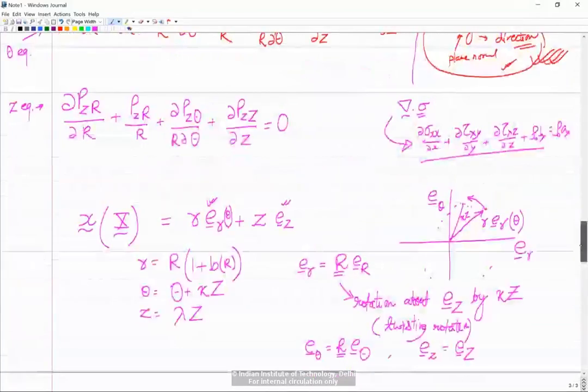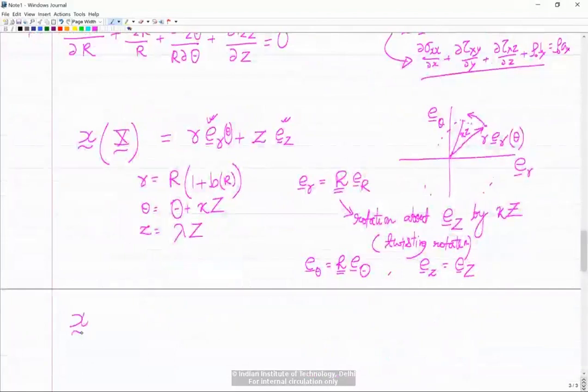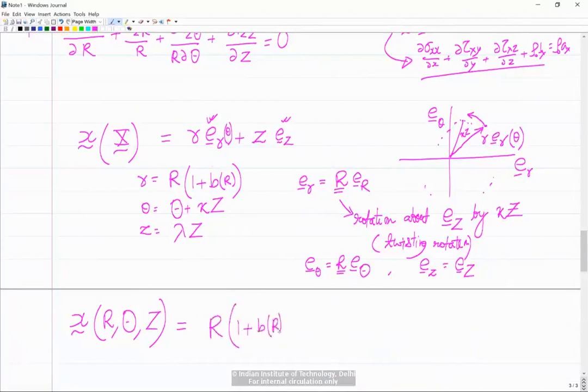Okay. So the kinematics can also be written as, small x as a function of big R, big Theta, big Z can be written as small r into that rotation big R, and for small r I'll write whatever it is, big R into 1 plus b of big R, okay, into e small r, which is the rotation big R into e big R, and e big R is now a function of this big Theta, so I'm making that explicit here.